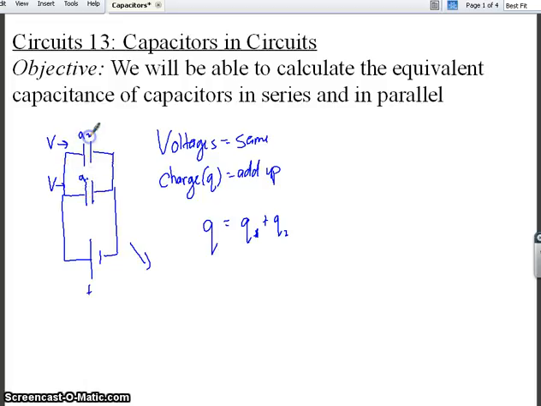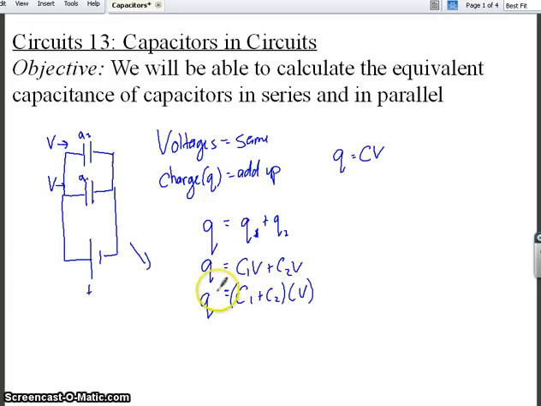Well, we know that Q equals CV. So C1V plus C2V equals Q. And we know from this that V is constant. So the charge is equal to (C1 plus C2) V. So what we see from this equation right here is that the capacitance is added up for the charge.